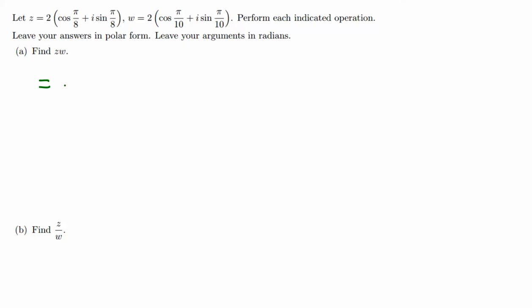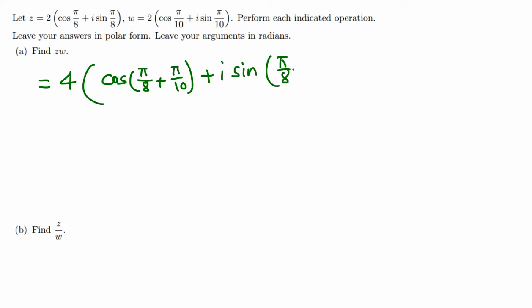2 times 2 is 4, and inside, when we multiply, we need to add the arguments, so these angles will be added. So that's cosine of pi over 8 plus pi over 10, plus i sine, same thing, pi over 8 plus pi over 10. Now we need to add these two arguments or angles, then we are done. So let's do over here, pi over 8 plus pi over 10.